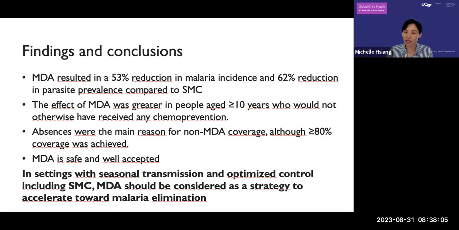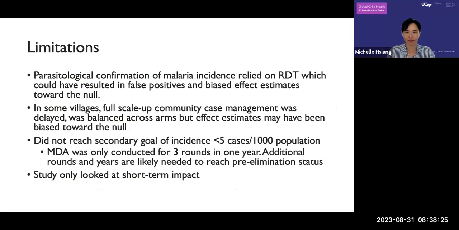Absences were the main reason for non-coverage, but we still got greater than 80% distributional coverage, which is recommended by WHO, and it was safe and well accepted. We had few refusals. So we conclude that in this setting where there's seasonal transmission and optimized control, including SMC, MDA should be considered as a strategy to accelerate toward elimination.